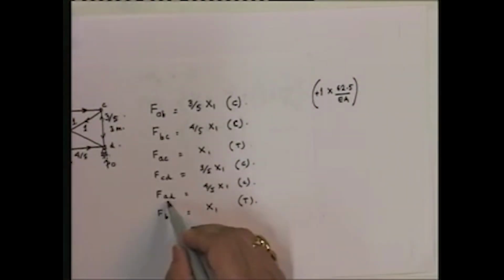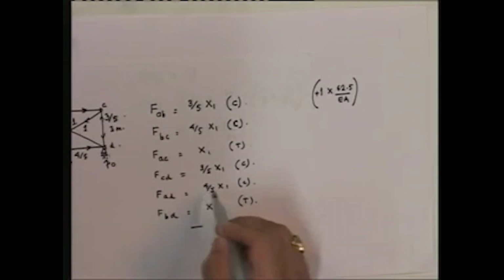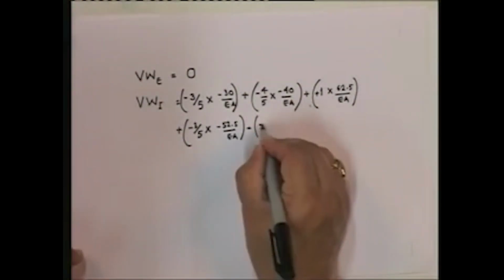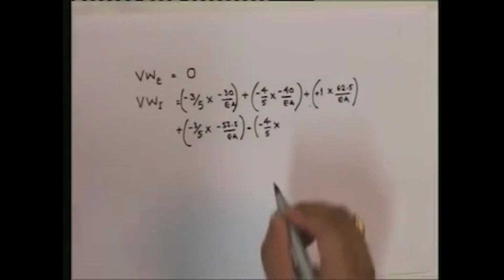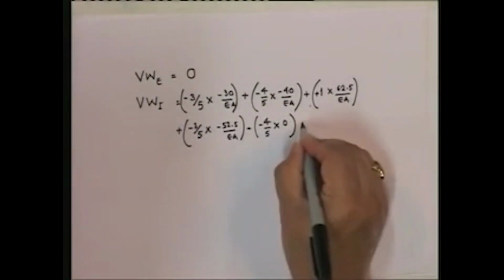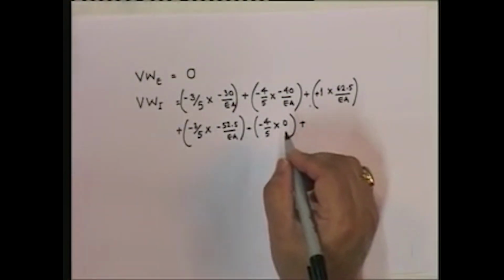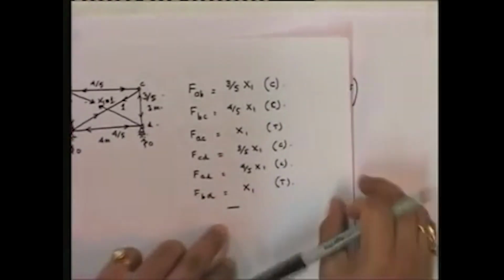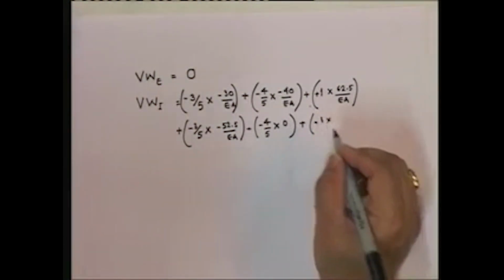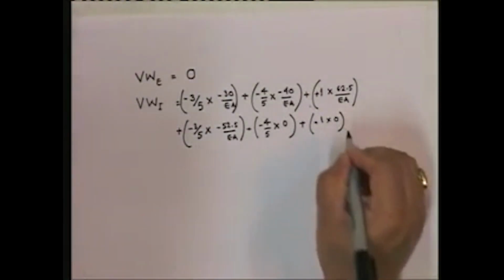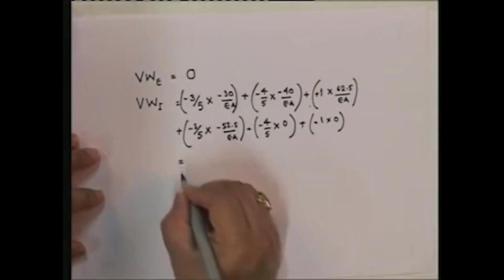I have done AB, BC, AC, CD. So now I need to go to AD. What is it? Minus 4 by 5. The virtual force is minus 4 by 5. What is the real deformation? 0. So multiplied by 0. Then I need to look at BD. What is BD? 1, tension. So it's going to be plus 1. What is the real deformation in BD? Real deformation in BD is 0. So 0.